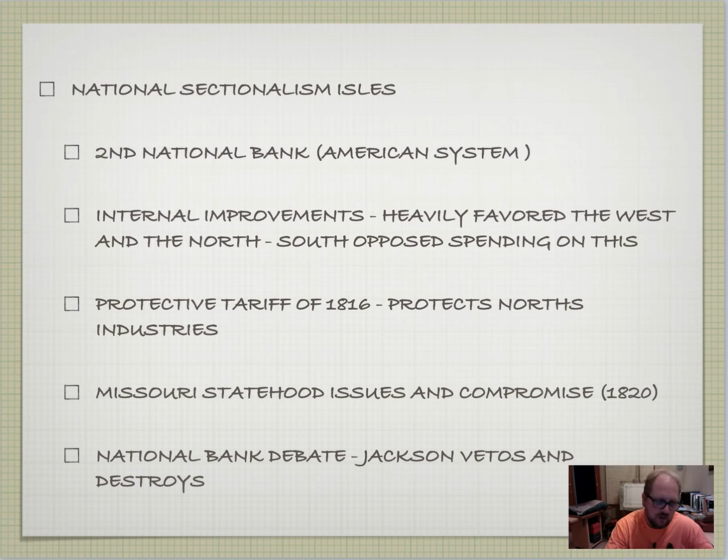Obviously, Missouri wanted to become a slave state and Maine wanted to become a free state, both of them coming together, securing that balance of power in the Senate between North and South states. And of course, we have the national bank debate of Jackson, where he vetoes the national bank recharter and then eventually destroys it by taking its money out.